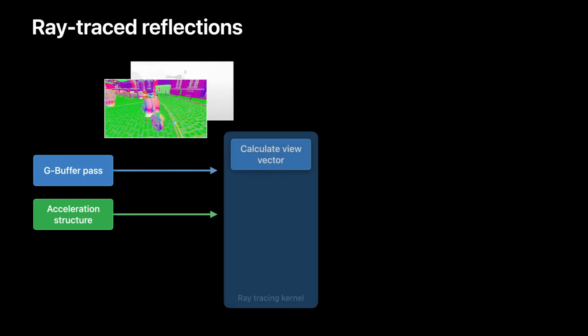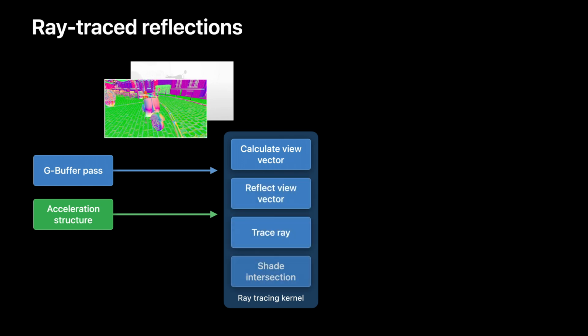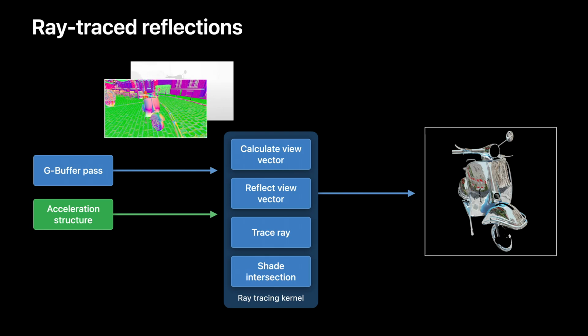For this, we provide our reflection ray tracing kernel with the normals and depth of the G-buffer. This ray tracing kernel calculates the view vector from the camera to each point, reflects this vector, and traces a ray in that direction from the point. Finally, for accurate reflections, we can shade the intersection found directly in the ray tracing kernel.